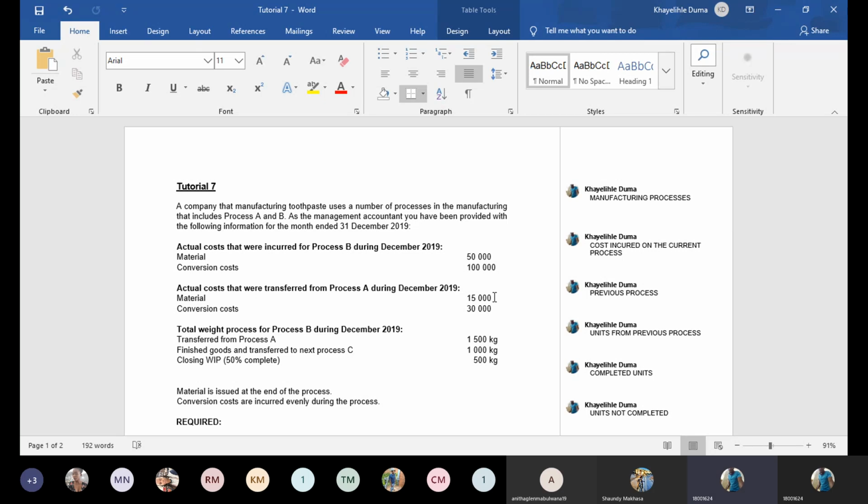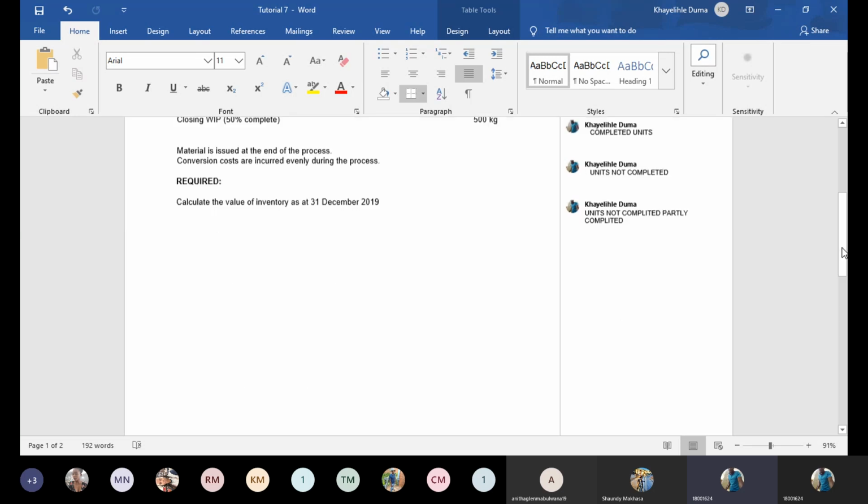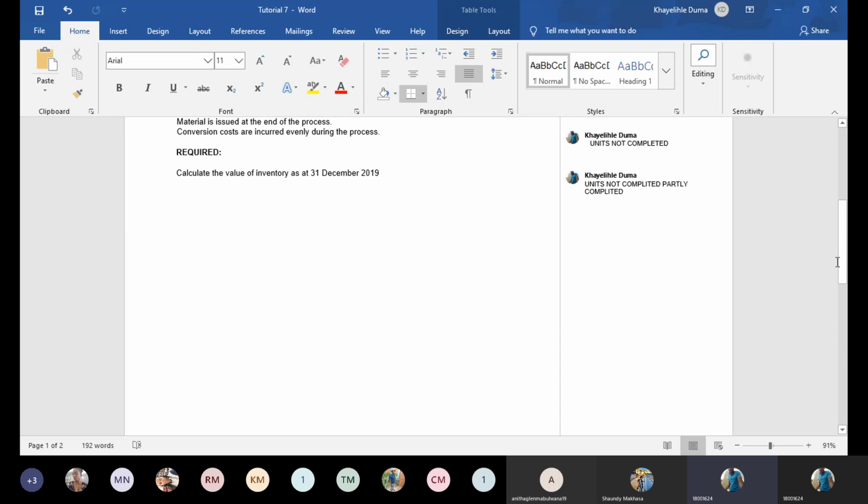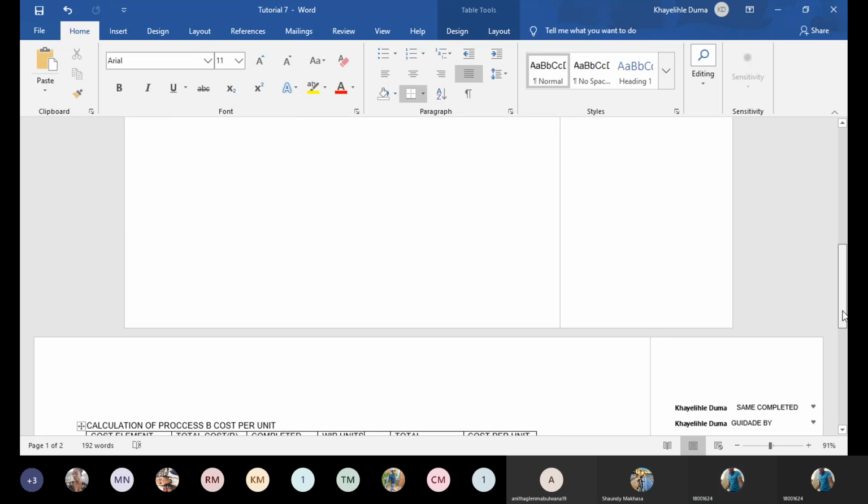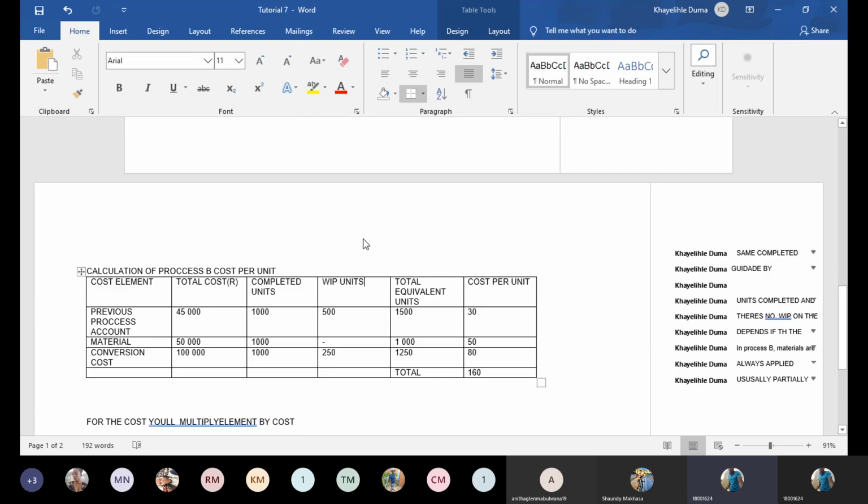But then you can start with the opening work in progress if it was there. But then it was not there. It was the closing only. So I mean, if there was an opening work in progress, because they said that there's a closing, if there was an opening work in process, you're going to come in and write opening work in process before you even consider the other ones from the previous. You write it as it is, and then you write the previous process account as it is. And then that's when you can focus on what was happening during the period.